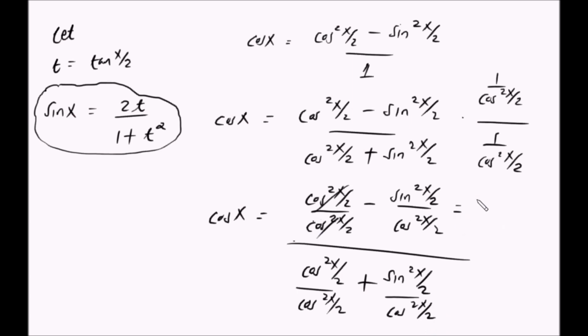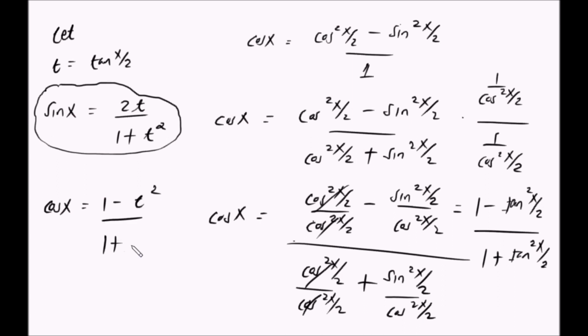So here we remain with 1, but sin over cos is what? It is tan. So here we remain with tan x over 2, but because of the square it becomes squared, so the bottom is 1 plus tan squared x over 2. We see tan of x over 2 is t, so cos x will be 1 minus t squared over 1 plus t squared. So this now is cos x.